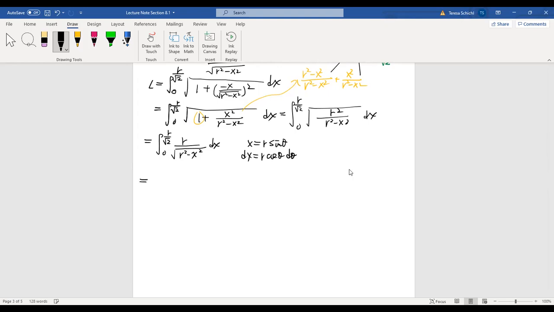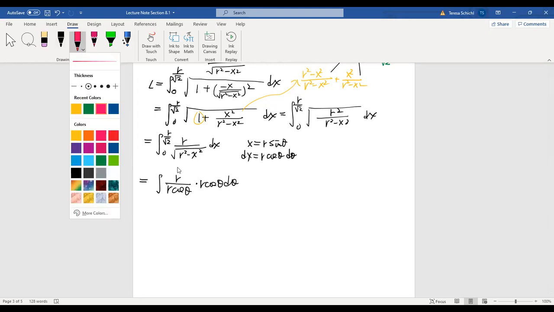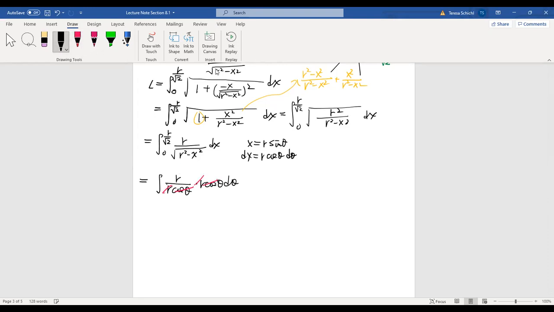So now this integration will be, okay, I have r squared minus x squared, so it's r squared times 1 minus sine squared. Wow, it's r cosine theta, right? Then times the dx, which is r cosine theta d theta. Wow, it's very beautiful, correct? So I have r cancel, cosine cancel. That's good. So I have r d theta. Okay, so now it's easy. So it's r theta, right? r theta. And what is the theta here?